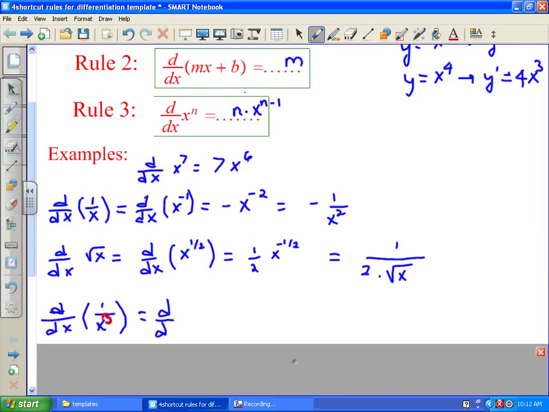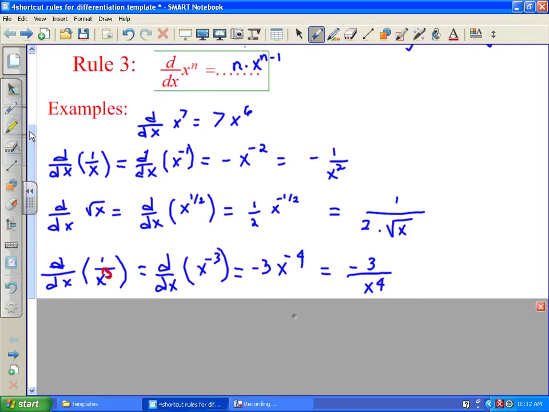First, just to rewrite it, it will be x to the negative third power, right? Now differentiate it. So we bring the power down. We subtract 1 from the power. What do we have? x to the negative 4. When you rewrite it without a negative exponent, it's negative 3 divided by x to the positive fourth power. Okay, so this was just a basic power rule.